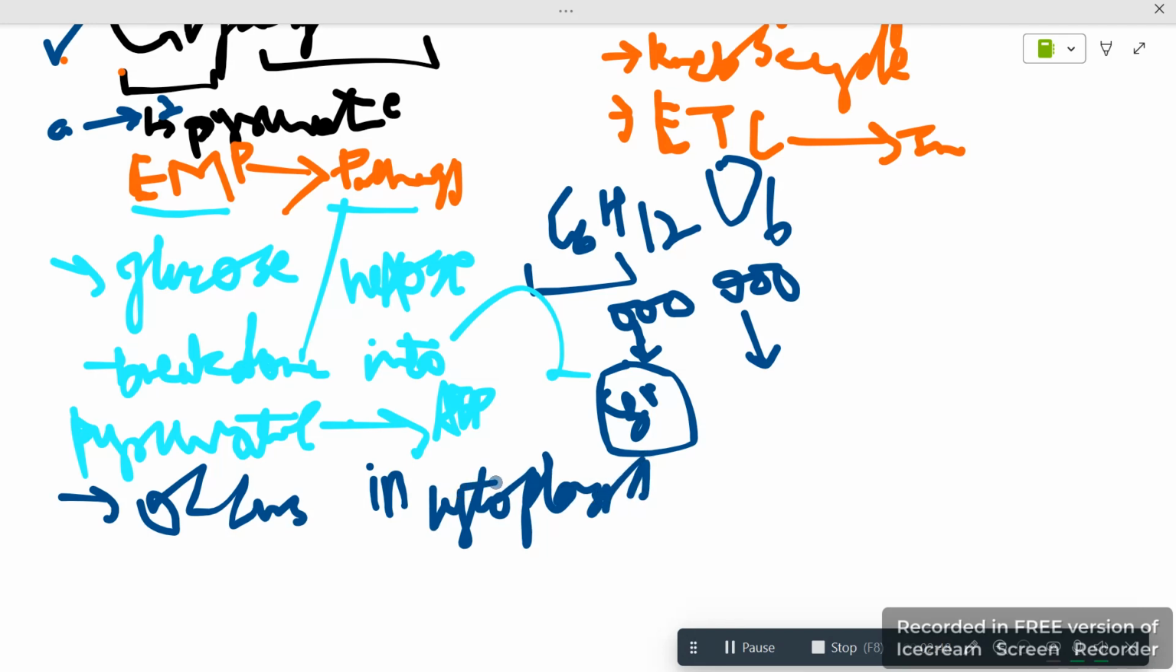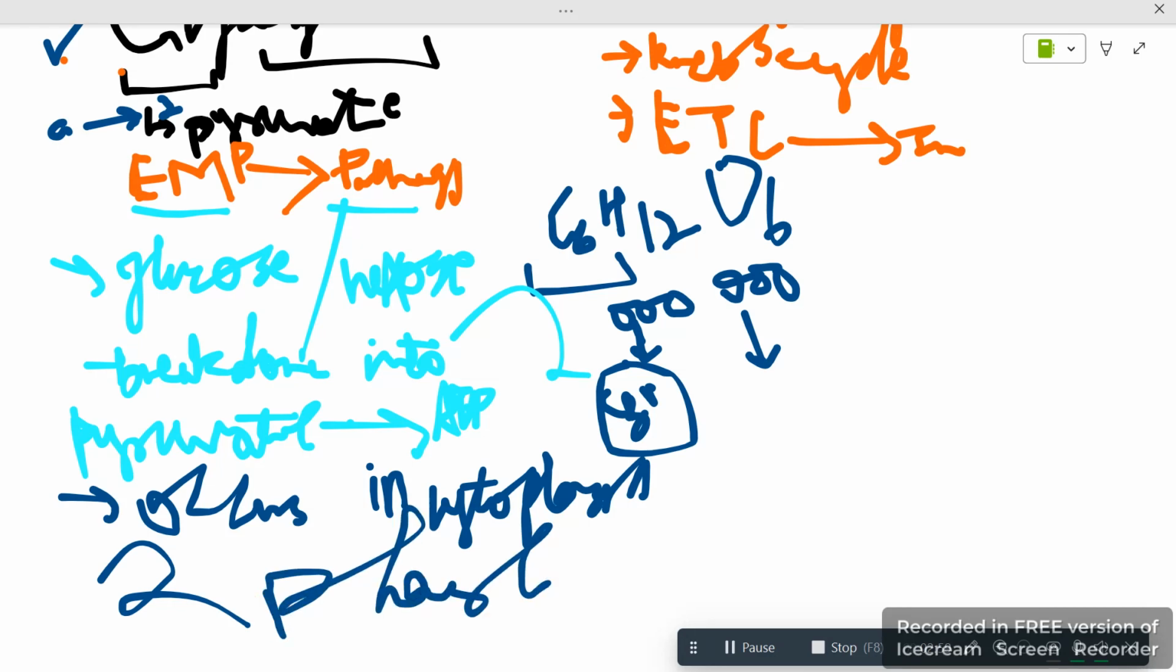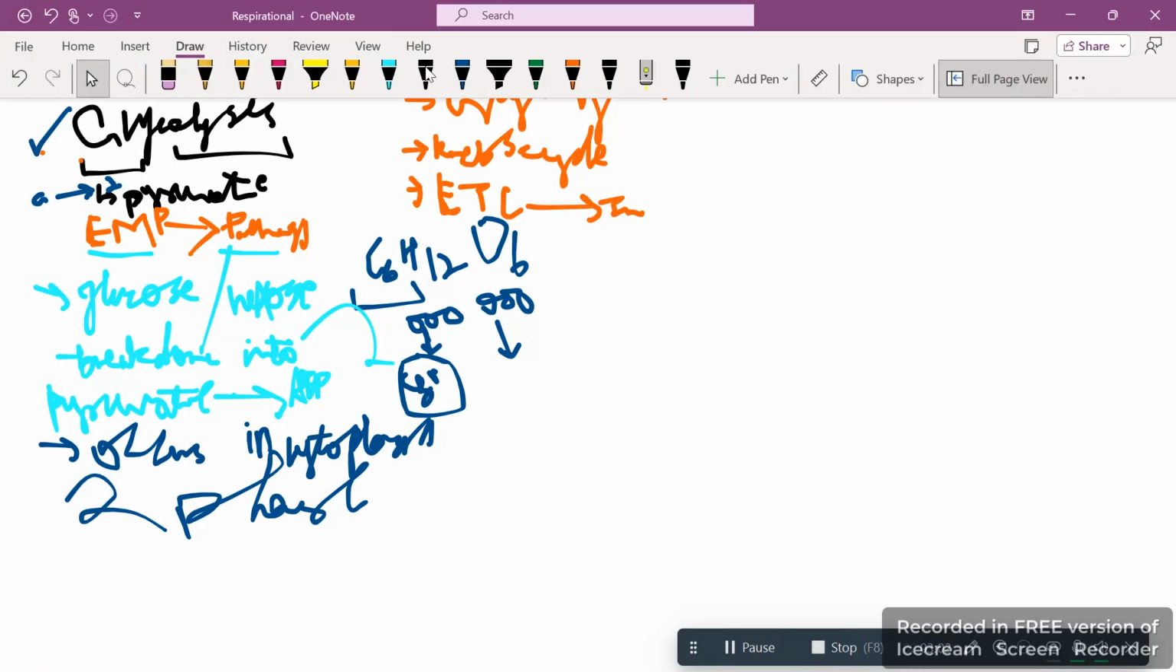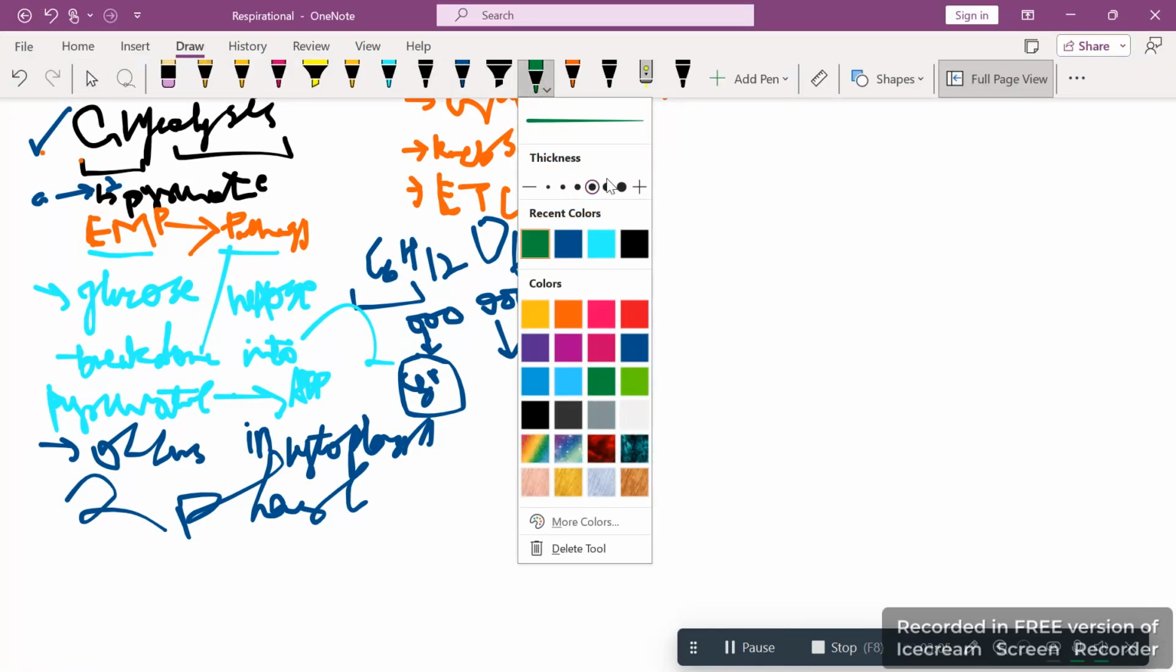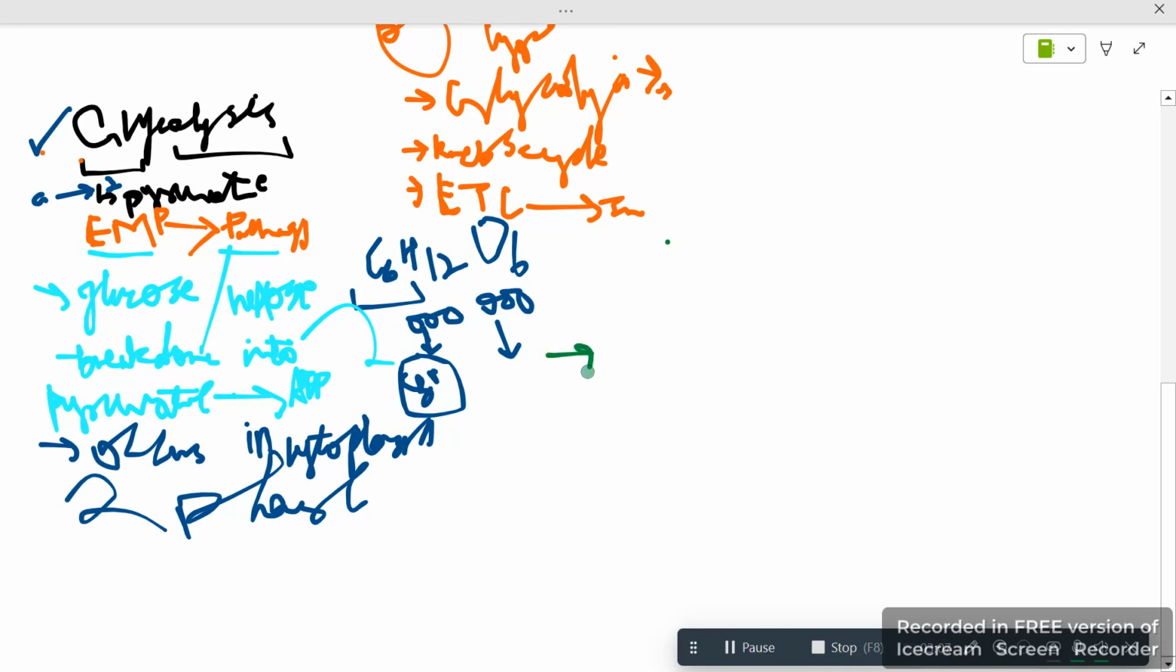Another point is that this is divided into two phases, as you will study. There's one more question you might have seen: how many steps are there in glycolysis? We have 10 steps. But how many steps are there in the first phase, the preparatory phase? That's why we say we have two phases.